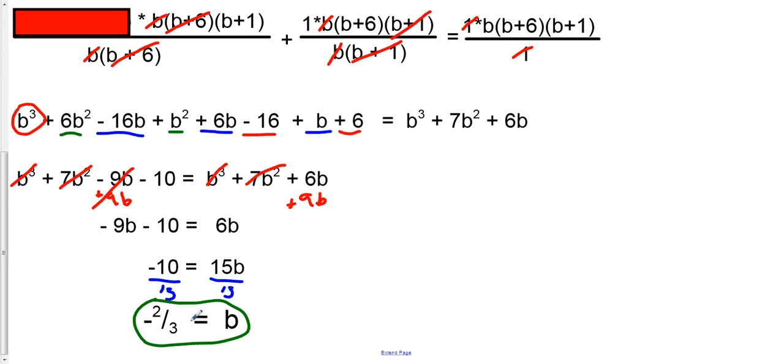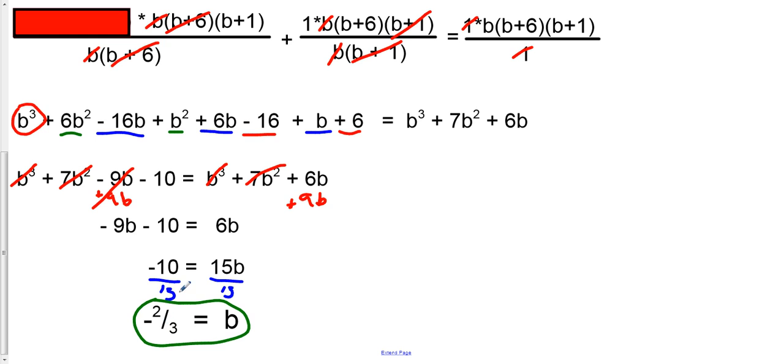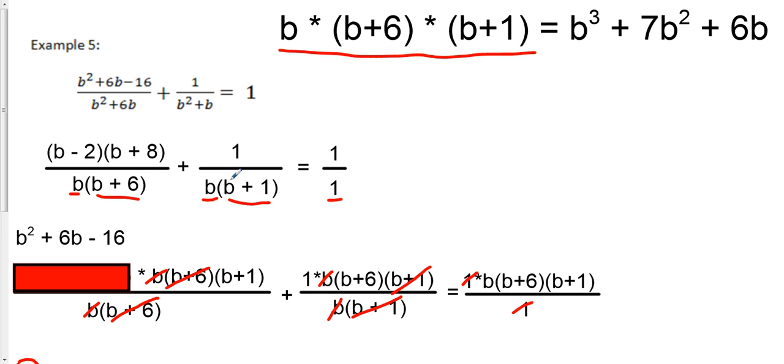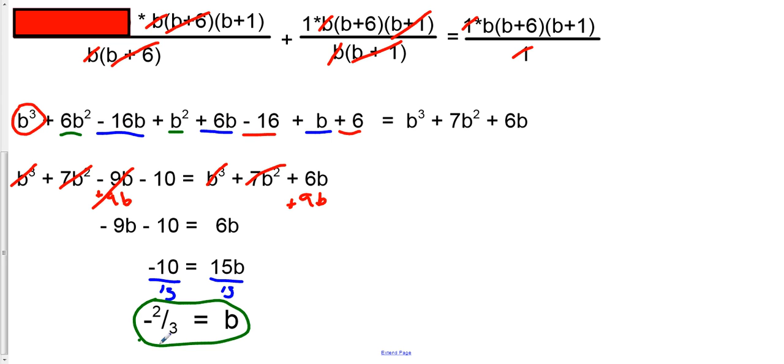Now we still need to double check that negative 2/3 is not an extraneous solution. So in this case, actually, we'll use our factors. b can't be 0, b can't be negative 6. Neither of those are a problem. b can't be 0, b can't be negative 1. Neither of those are a problem. So negative 2/3 is our solution.